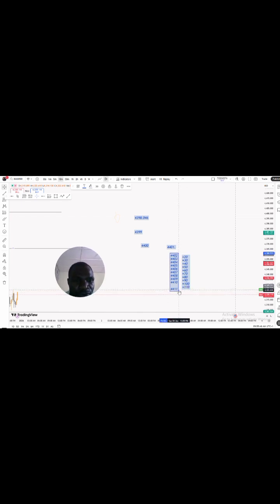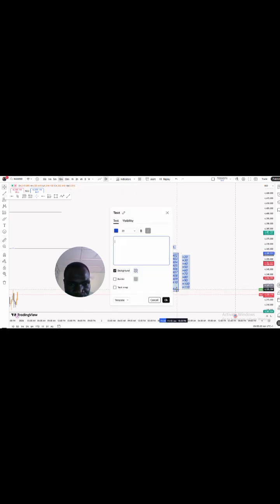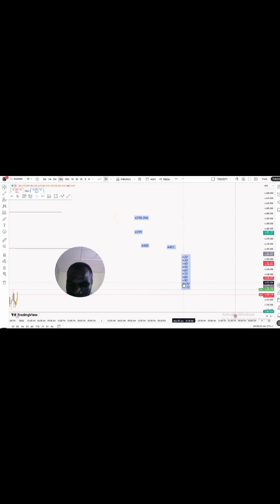And if gold moves from 4,412, that will be how many pip movement? This should be an assignment for you. Let me wait. So who will get it right? So if gold moves like this, 4,412, this will be 120 pip movement.